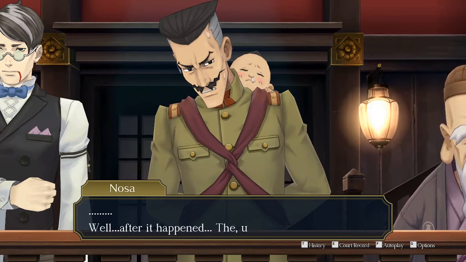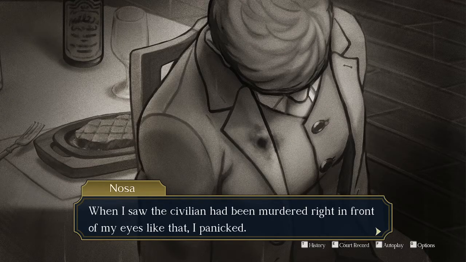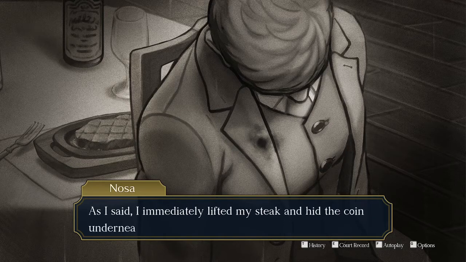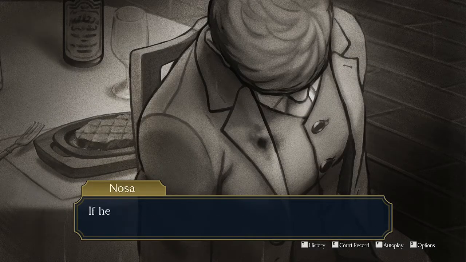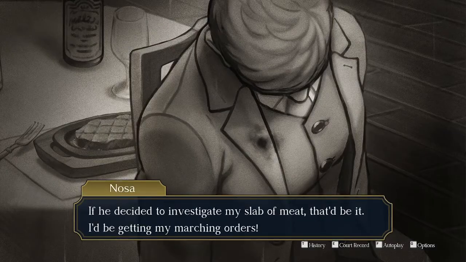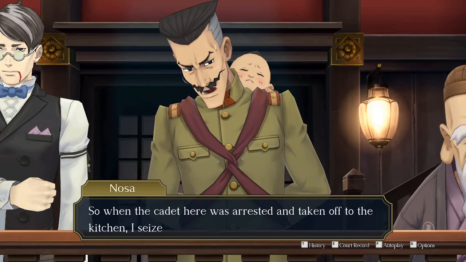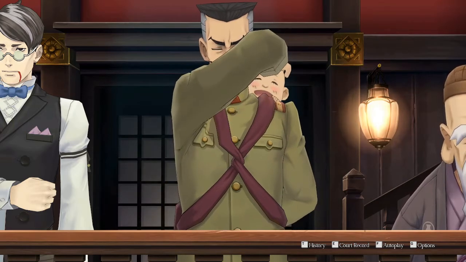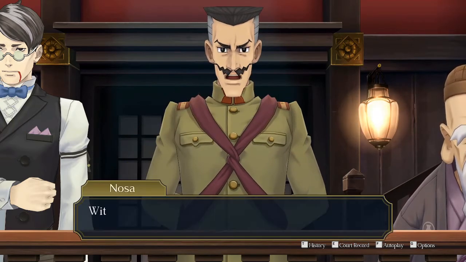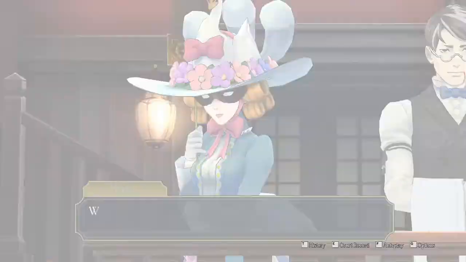Well, after it happened, when I saw the civilian had been murdered right in front of my eyes like that, I panicked. As I said, I immediately lifted my steak and hid the coin underneath it. But then when the waiter announced he was an undercover policeman, I thought I'd had it. If he decided to investigate my slab of meat, that'd be it. I'd be getting my marching orders. So when the cadet here was arrested and taken off to the kitchen, I seized my chance. With military precision and timing, I switched my steak with the one on the foreign lady's table.